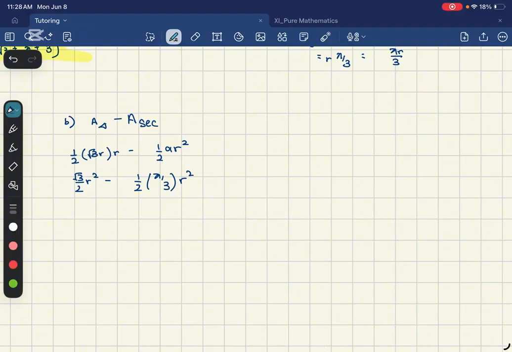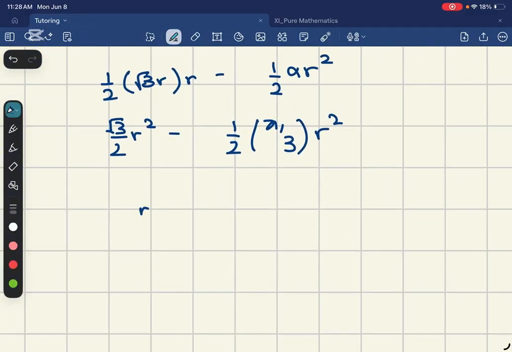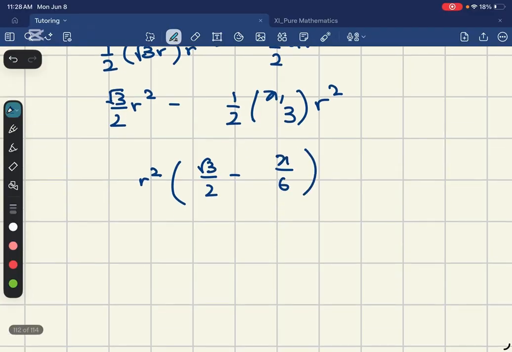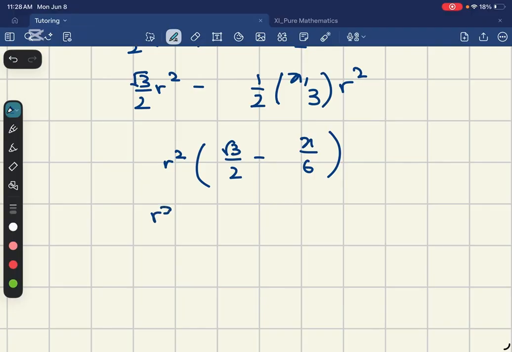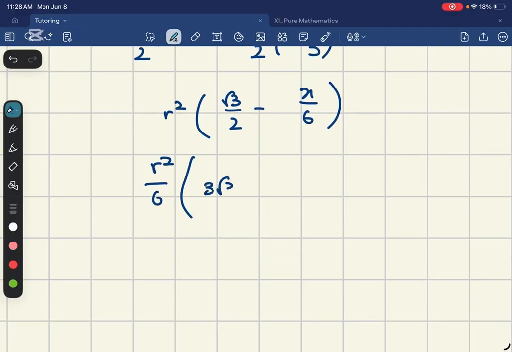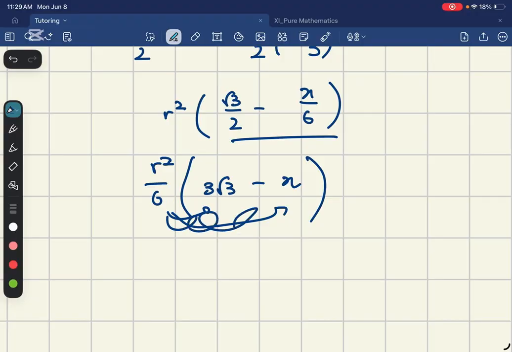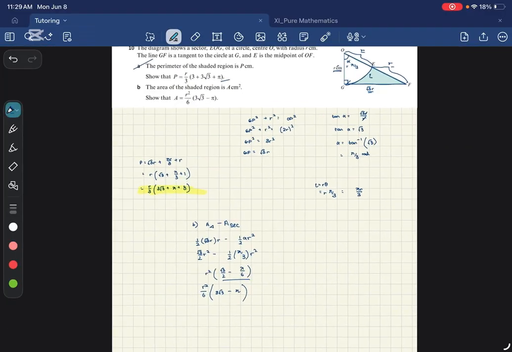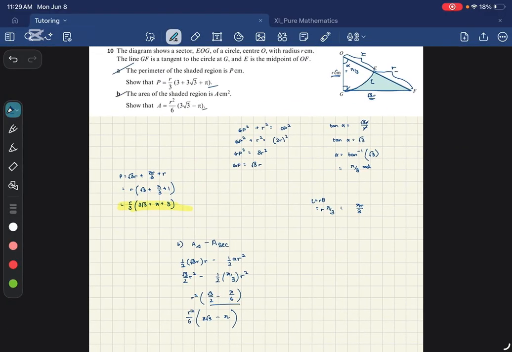Now you can factor out the r squared from this expression, and you get root 3 by 2 minus pi by 6. And if you factor out a 6 from the denominator, you get the expression 3 root 3 minus pi. And if you multiply 1 over 6 inside, you get the above expression. So this is exactly what the question asks us to show. And we're done with part B.